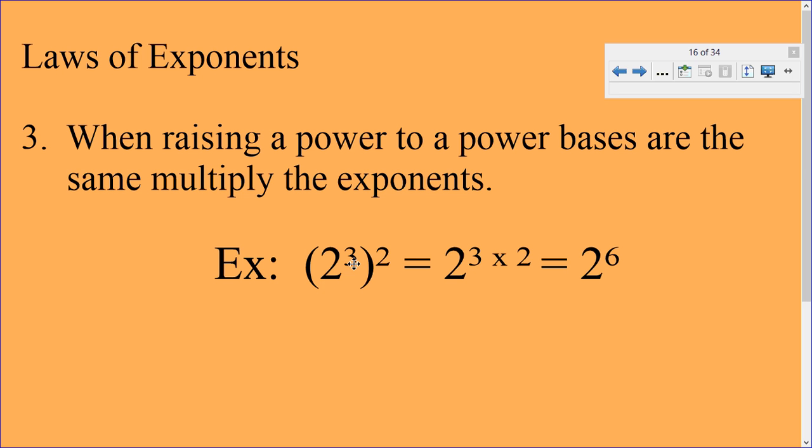So we're raising 2 to the 3rd power first, and raising that to the 2nd power. Well, we could write 2 to the 3rd power twice, because this says the exponent is 2, and we write what's inside twice. That would be 2 to the 3rd power, 2 to the 3rd power. And then we would add the exponents because the bases are the same. But here's a quicker way of doing that. 3 times 2 would give you 6. So we multiply the exponents. 2 to the third, 3 times the 2, and that gives us 6.